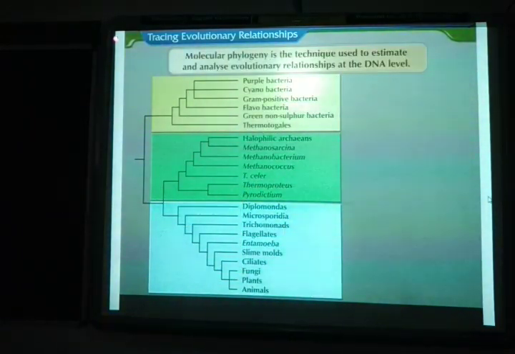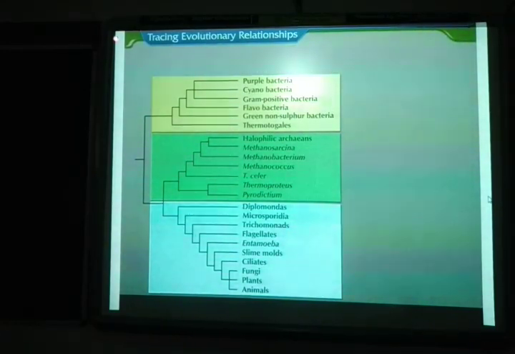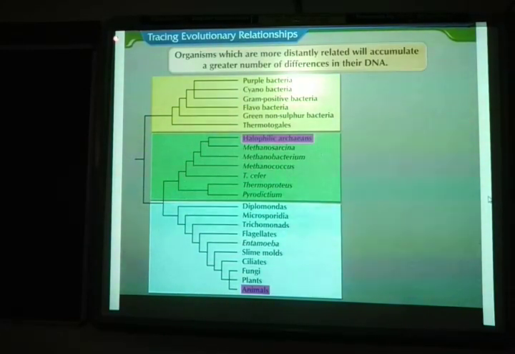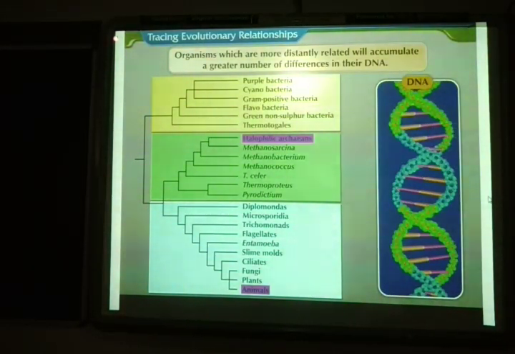Molecular phylogeny is the technique used to estimate and analyze evolutionary relationships at the DNA level. The idea is that organisms which are more distantly related will accumulate a greater number of differences in their DNA.